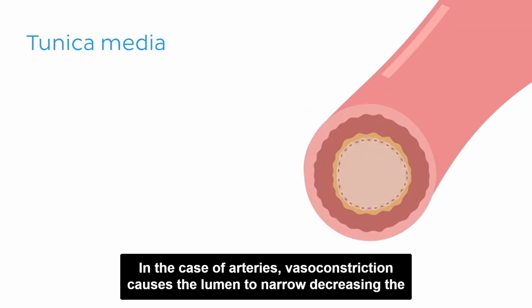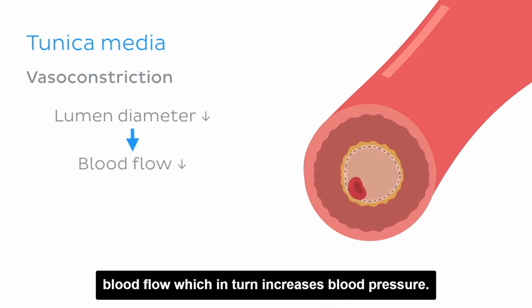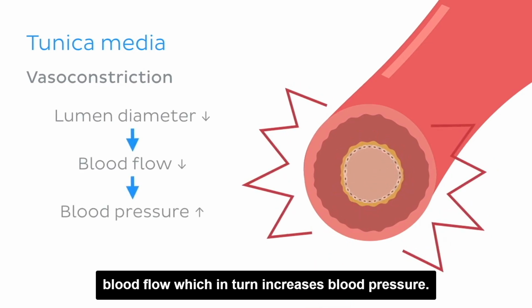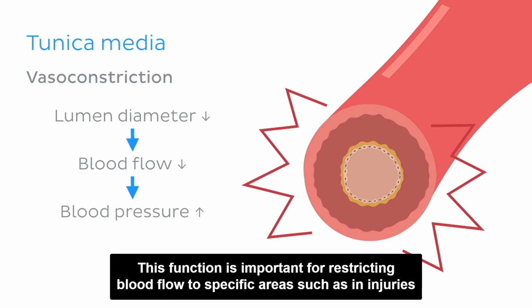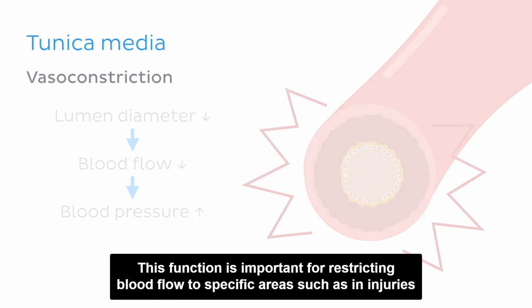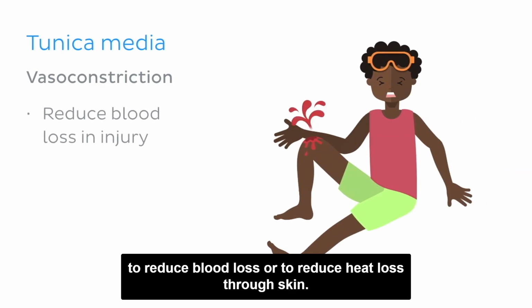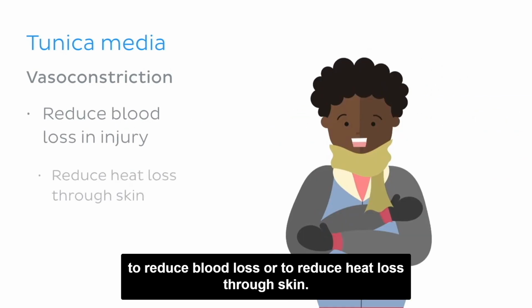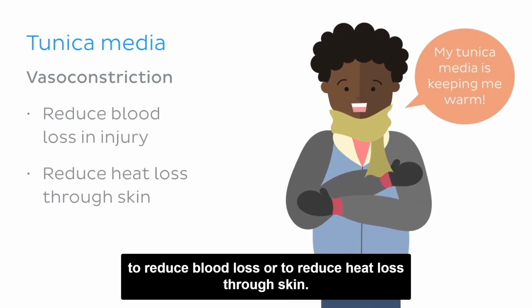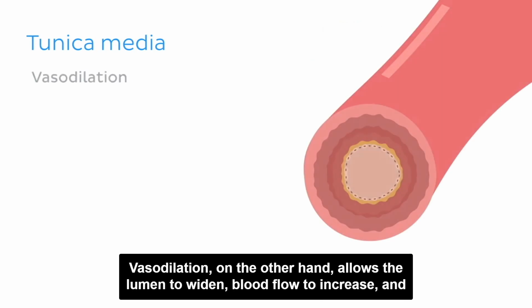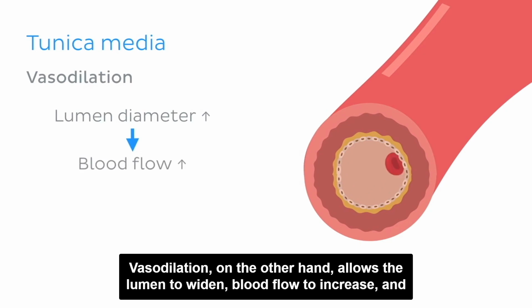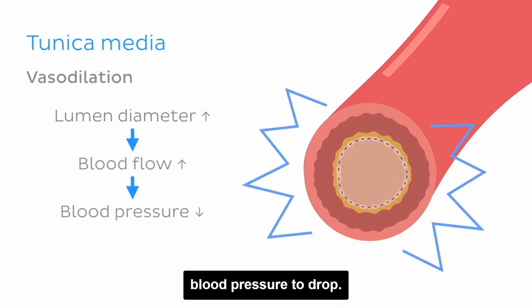In the case of arteries, vasoconstriction causes the lumen to narrow, decreasing the blood flow, which in turn increases blood pressure. This function is important for restricting blood flow to specific areas, such as in injuries to reduce blood loss or to reduce heat loss through skin. Vasodilation, on the other hand, allows the lumen to widen, blood flow to increase, and blood pressure to drop.